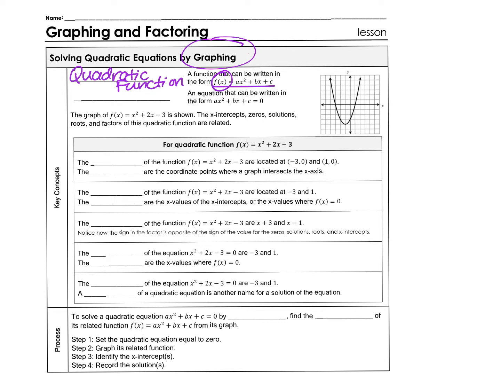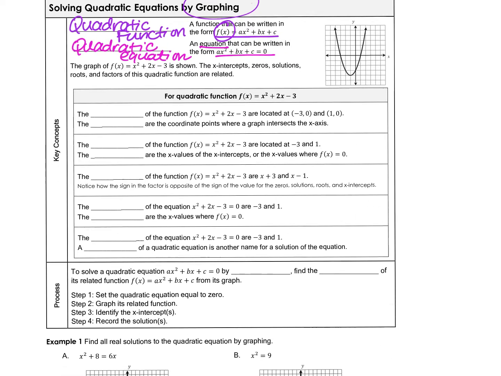The next one says an equation that can be written ax squared plus bx plus c equals 0 is a quadratic equation, so there is a difference. One has a y, the other one doesn't. It equals 0. But they're very similar. All right, so the graph is shown to the right. You're going to be finding the x-intercepts, zeros, solutions, roots, factors. They kind of all really mean the same thing. We've kind of discussed it before.